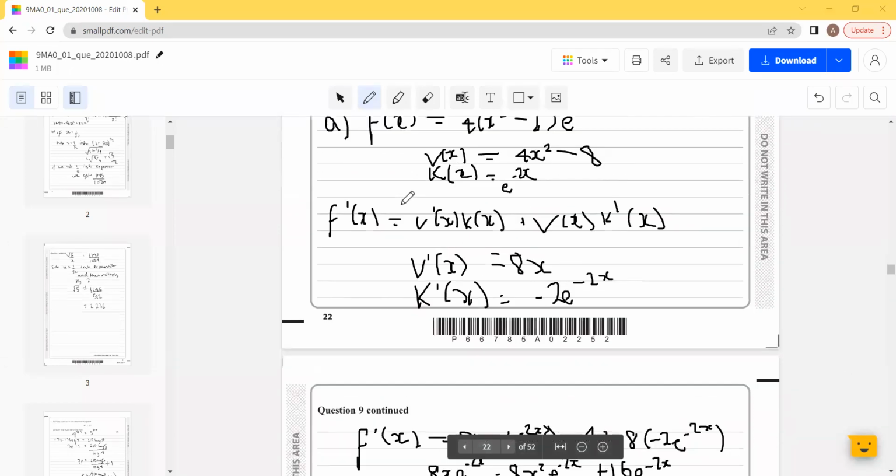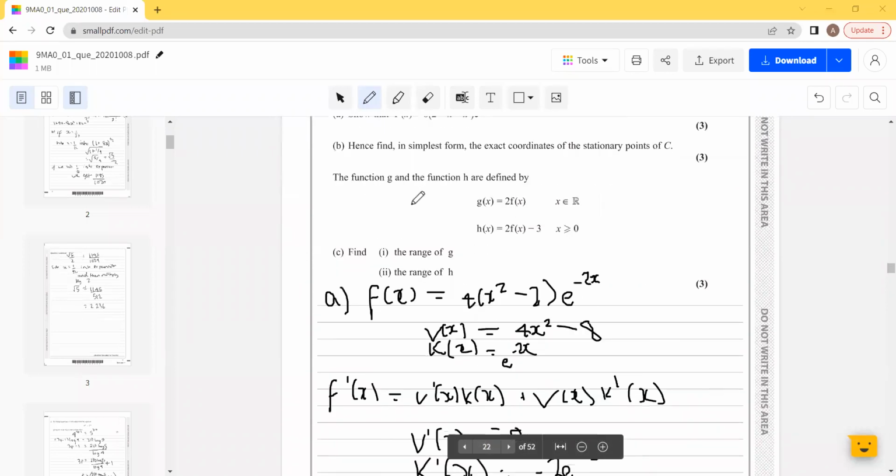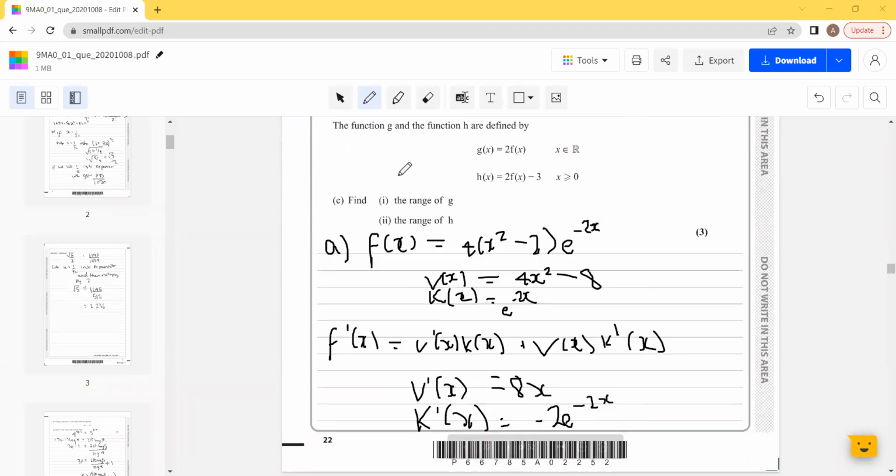So part C. Now what we have to do is, we are given that two functions, g of x and h of x, are defined. g of x is 2 times f of x, and h of x is 2 times f of x minus 3. And we have to find the range of g and h.